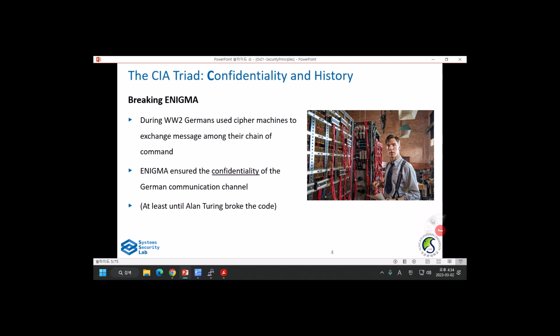Confidentiality in information security has a very long history, but I guess the modern form of encryption or cipher systems were first introduced during the Second World War. The Germans invented a machine that automatically encrypts their messages so they can keep their chain of command secure. This machine ensured the confidentiality of the German communication channel until Alan Turing broke the code with his own machine.